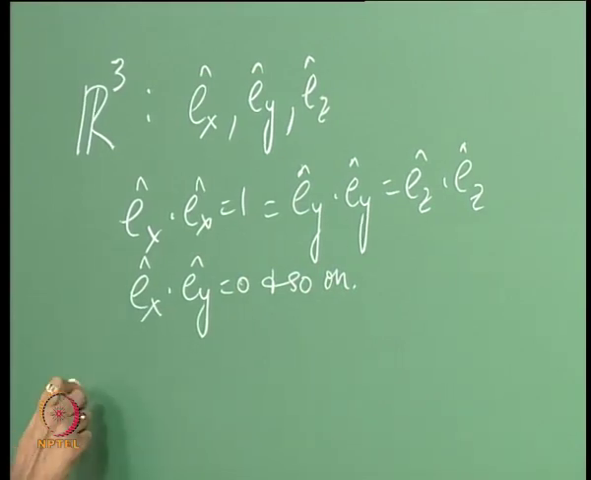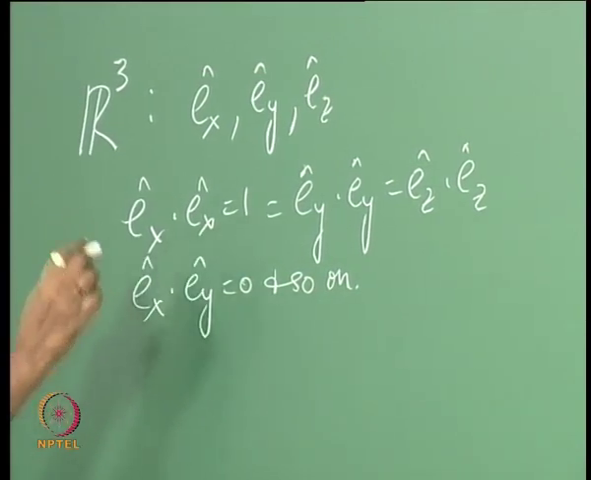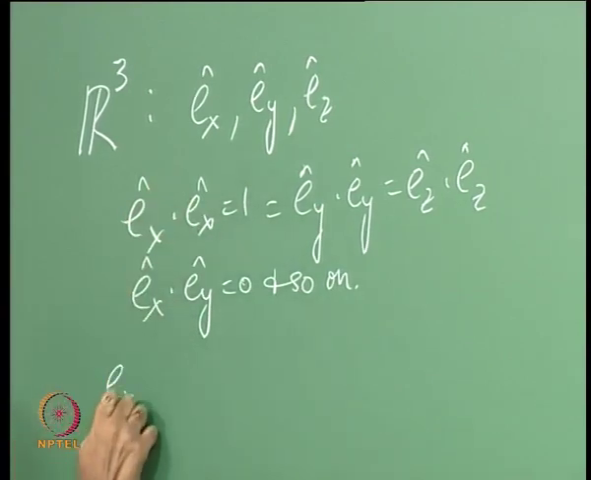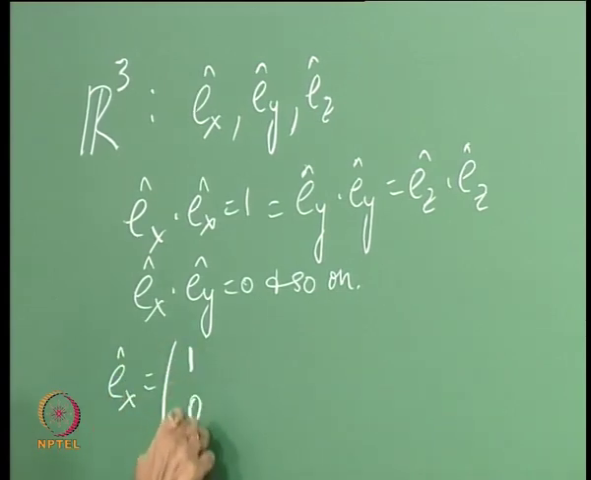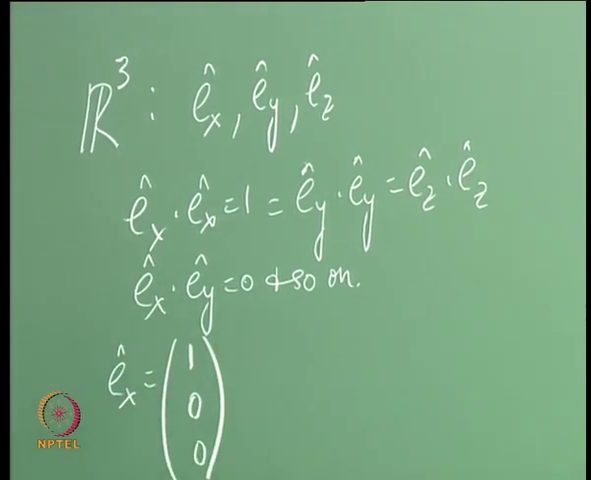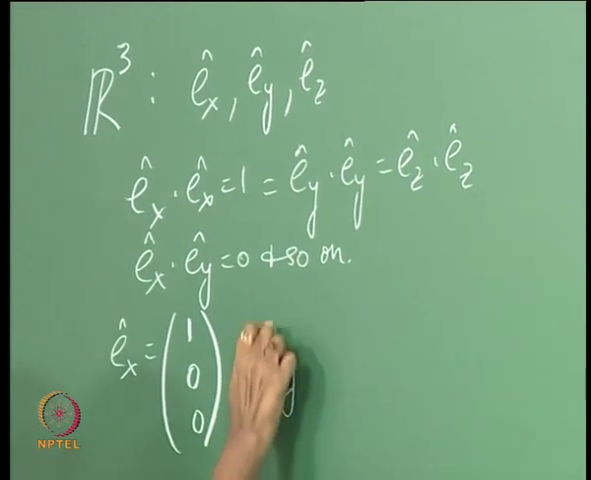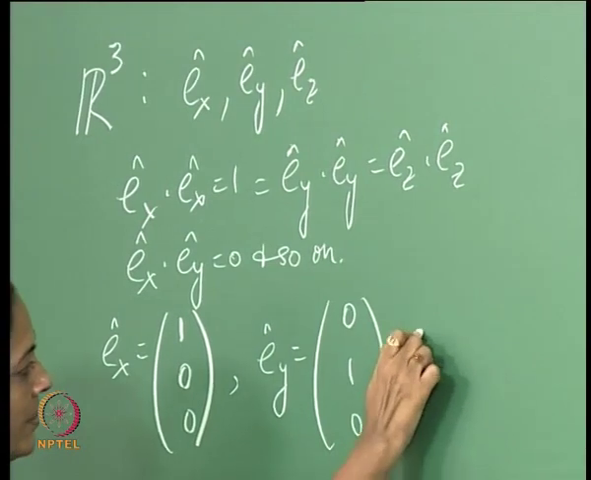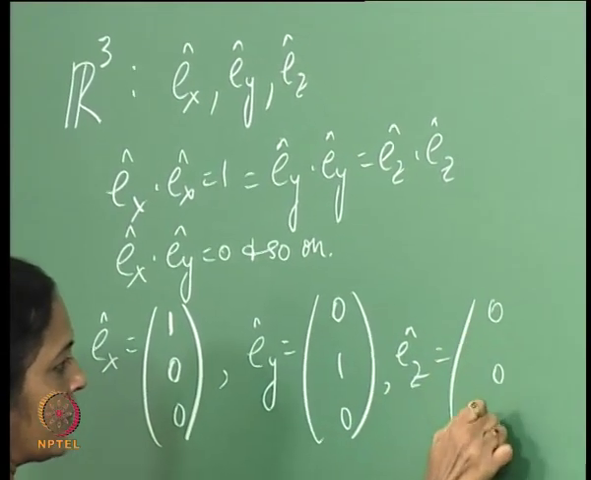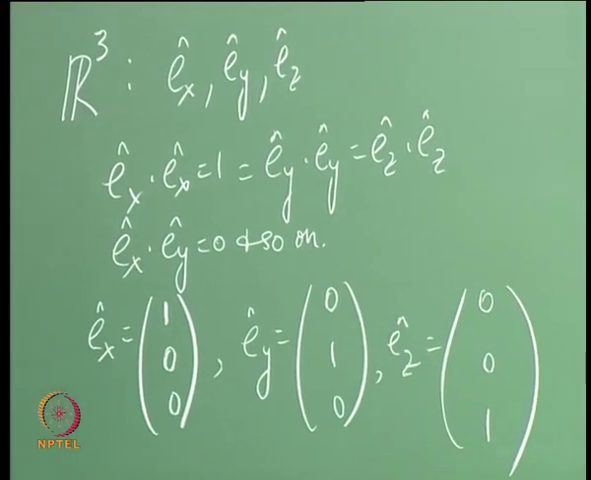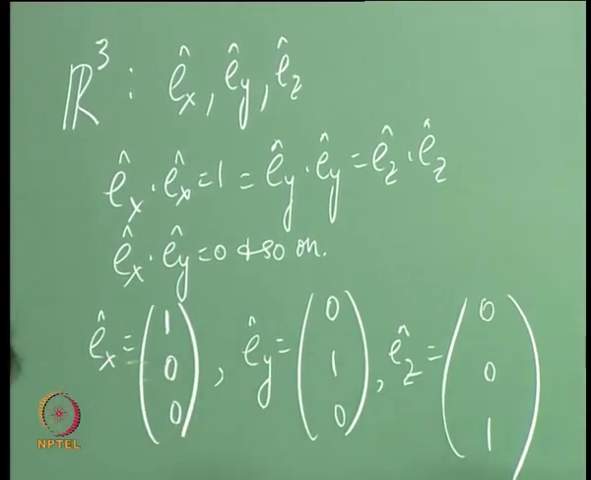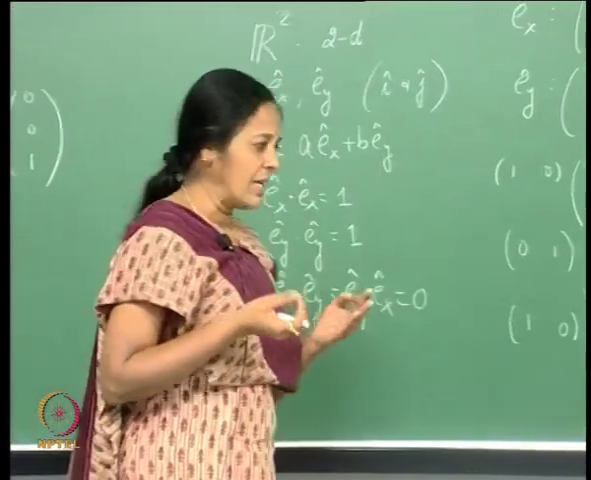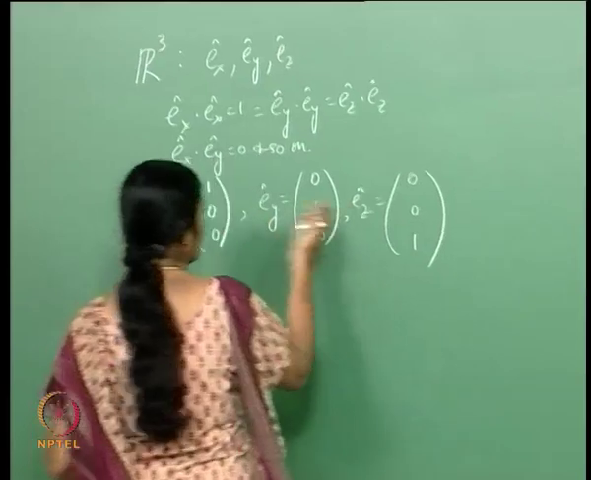Now, in this case, if I want to give column vector representations to ex, ey, and ez, I could think of ex being represented by 1, 0, 0, ey by 0, 1, 0, and ez by 0, 0, 1. It is easy to check that the fact that the vectors are normalized to 1 and that they are mutually orthogonal follows from this.